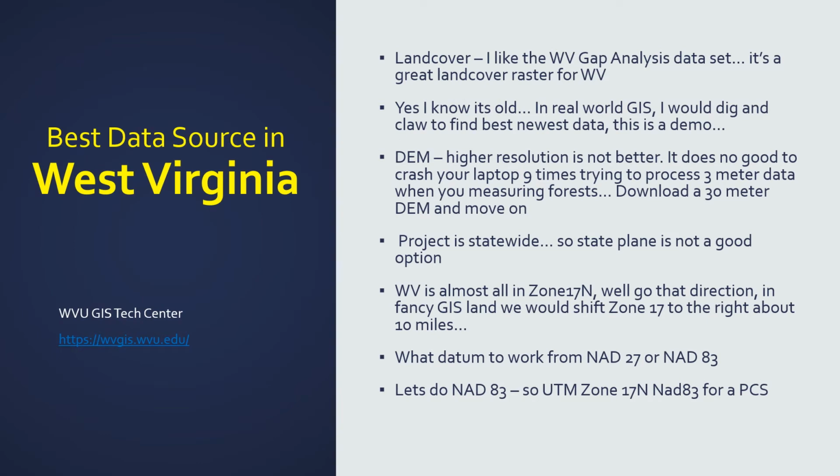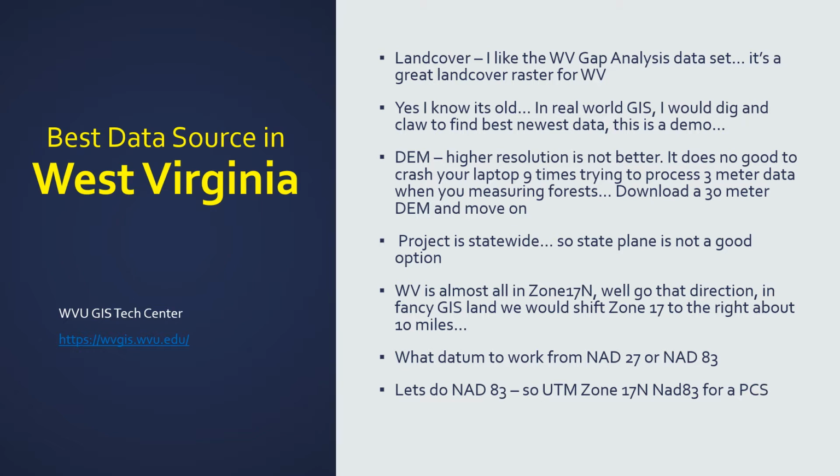So we're obviously looking at flying squirrel in West Virginia. And if you're looking for spatial data in West Virginia, the single best source is the WVU GIS Tech Center. And there is the web address https://wvgis.wvu.edu/. If you go to this website, you'll find that it's a really awesome website. It has a lot of cool stuff.